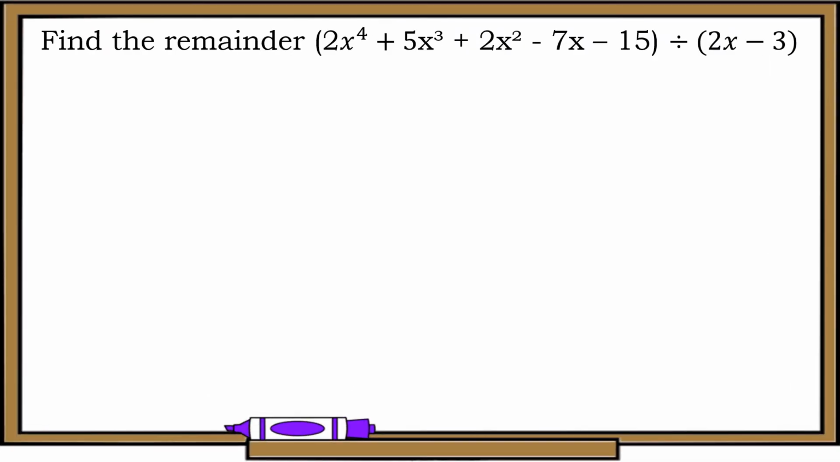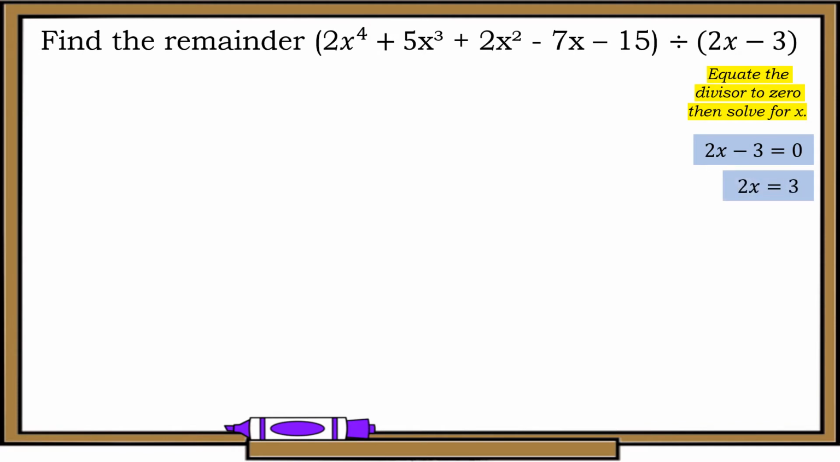Find the remainder of 2x to the 4th plus 5x cubed plus 2x squared minus 7x minus 15 divided by 2x minus 3. Equate the divisor to 0, then solve for x. 2x minus 3 is equal to 0. 2x is equal to positive 3. Divide both sides by 2. Therefore, x is equal to 3 halves.